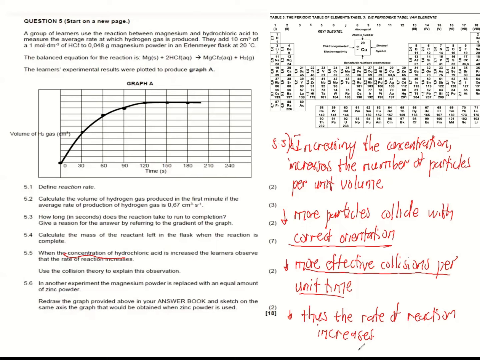Right. So make sure that you write the full explanation, and then they're just going to come and mark the ones that they actually want. Right. So according to your memo, I know that they would be marking you having to mention that there will be particles that collide with correct orientation, and also mentioning that more effective collisions per unit time, right? But then it's important that you lay down the explanation properly so that your marks are not disputed.